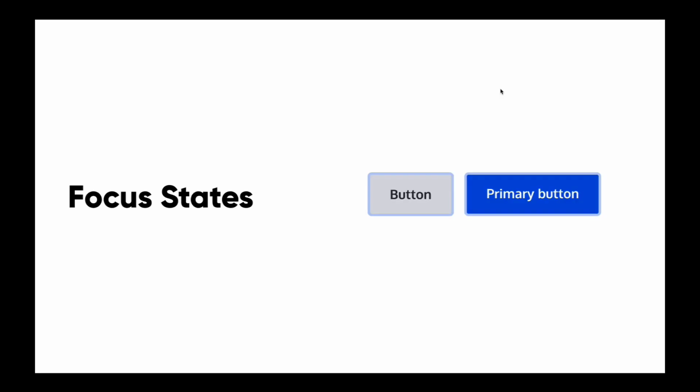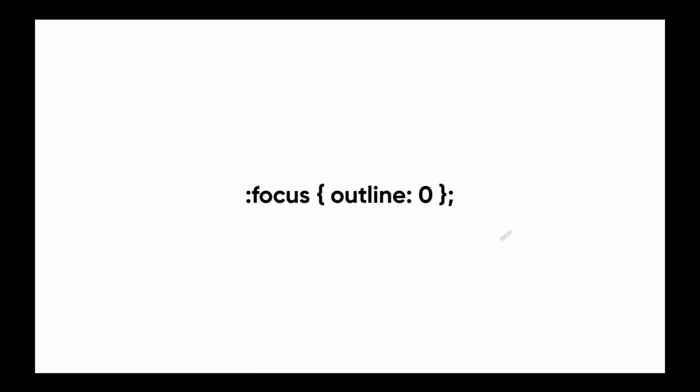So let's talk about focus states. Focus is one of the most important features that enables users to use a computer with just a keyboard. Most style sheets will have this one piece of code that will cause major accessibility failure. And this is it. Yep, removing the outline.